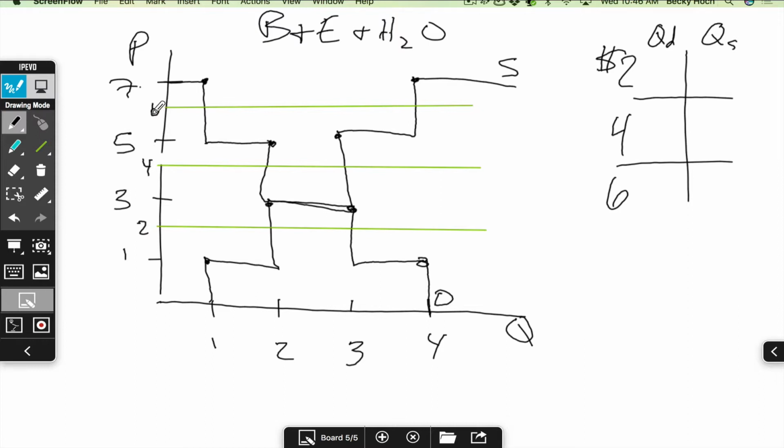Okay. Demand curve. At $2, how many will I buy? 3. Why do you say that? Because I'm willing to pay $3 for my third one. At $2 on the supply curve, how many am I willing to supply? 1.